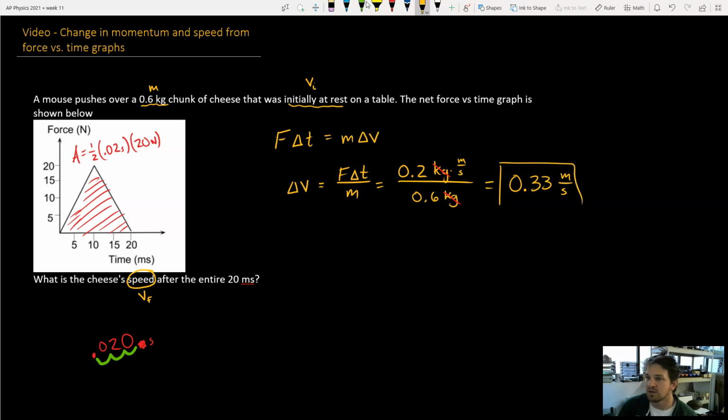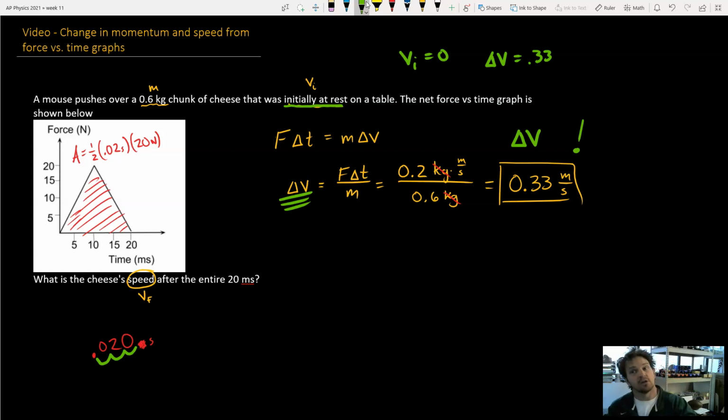So here's the thing, just be careful. This is change in velocity. We just solved for change in velocity right there. So this is how much the velocity changed by. It was initially at rest. So if the initial velocity is 0, and then we changed by 0.33, that means the final velocity, or the final speed, is 0.33 meters per second.